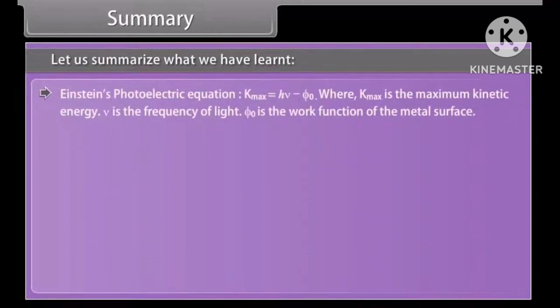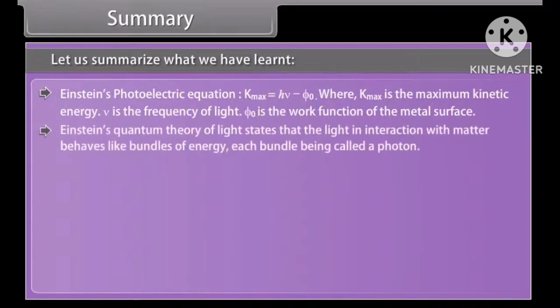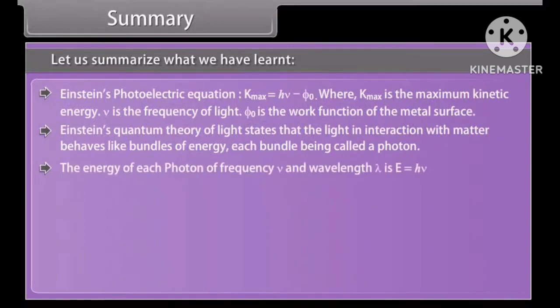Einstein's photoelectric equation. K max equals h nu minus phi 0, where K max is the maximum kinetic energy, nu is the frequency of light, and phi 0 is the work function of the metal surface. Einstein's quantum theory of light states that light in interaction with matter behaves like bundles of energy, each bundle being called a photon. The energy of each photon of frequency nu and wavelength lambda is E equals h nu.